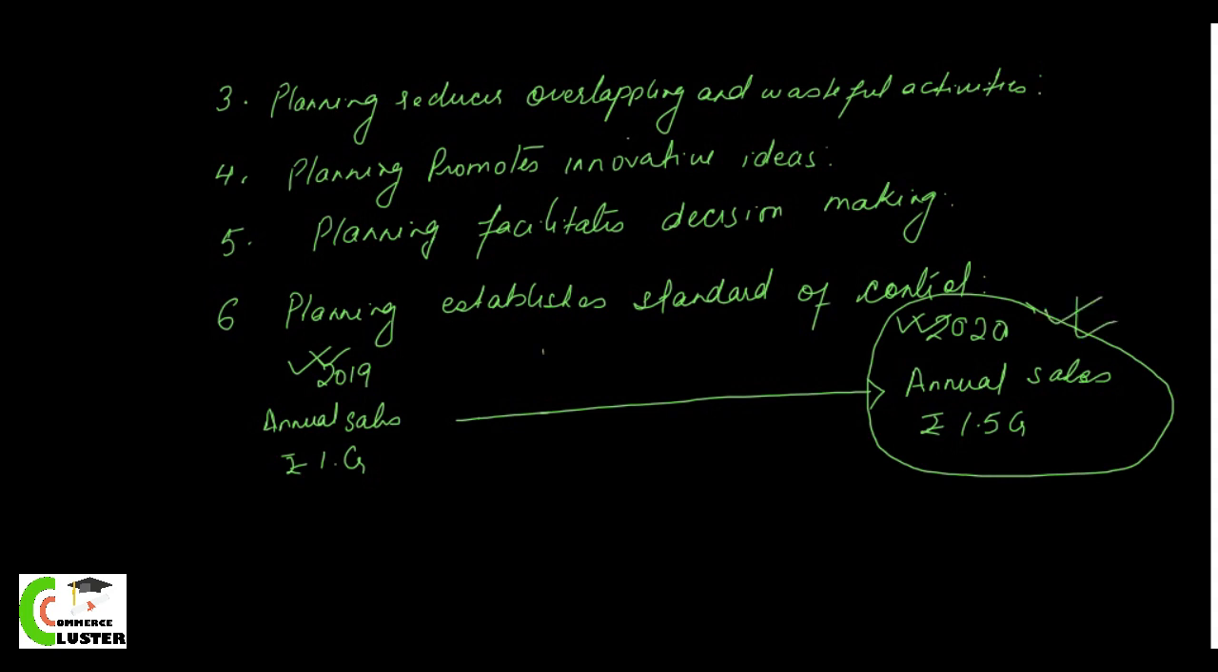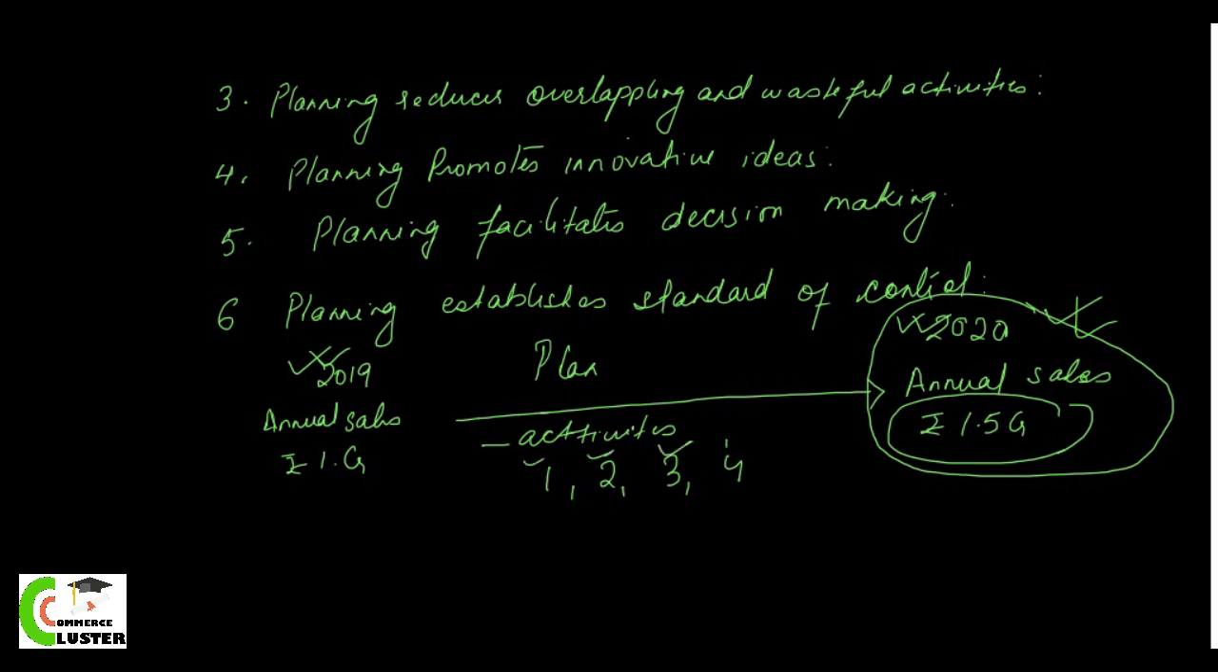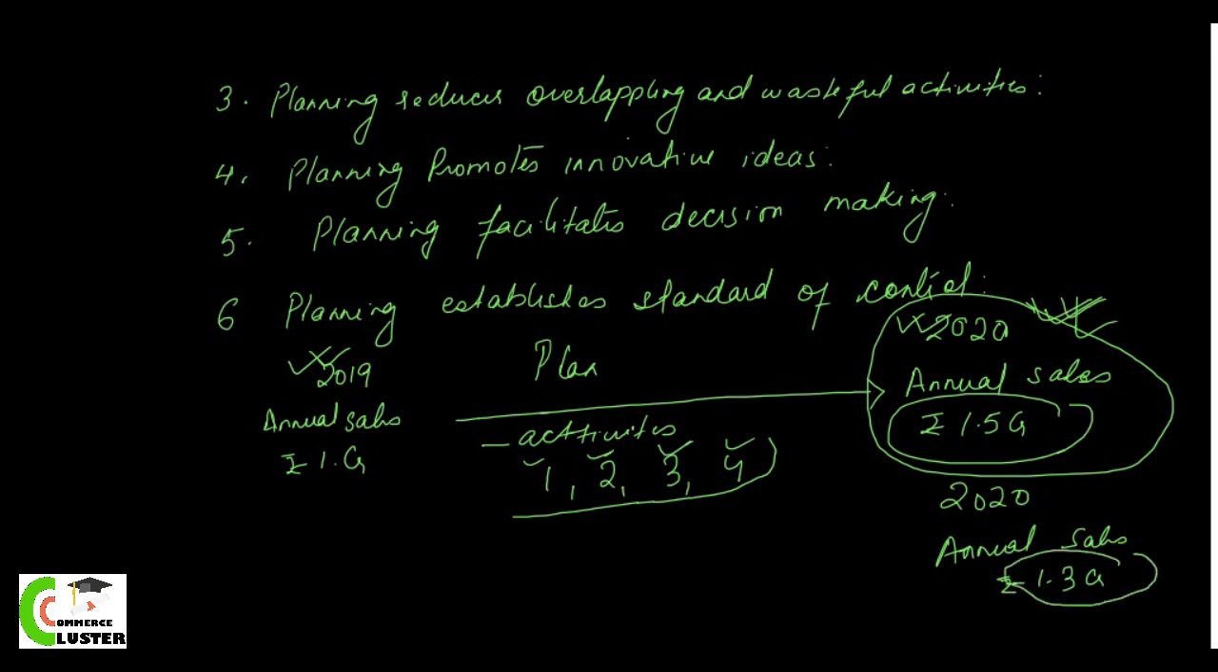In order to achieve the annual sales of 1.5 crore, the company has planned what activities they must do. Let's say there are activity 1, activity 2, activity 3, activity 4. The company has followed all these activities, and at the end of the year 2020, let's say the annual sales is rupees 1.3 crore. Did they meet the target of 1.5 crore? No, they did not. Instead, their annual sales was only 1.3 crores.